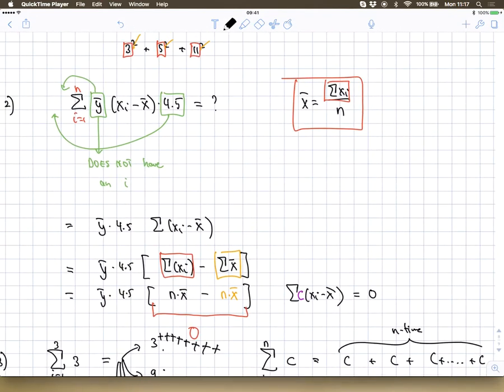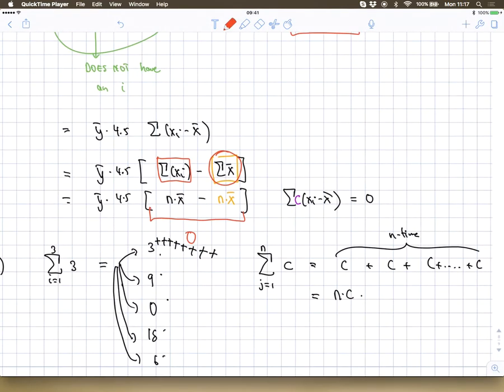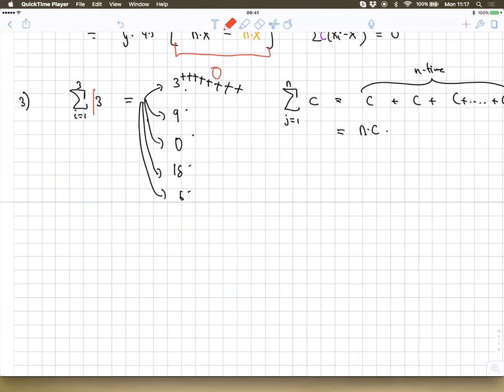Now, when I asked you what this was, Mara rightfully said n times x bar. x bar is a constant, so I'm summing up a constant n times. What is this? I'm summing up a constant 3, 3 times. If you write this out, this is 3 plus 3 plus 3. It is not 3. It is not 0. It is not 18. And it is definitely not 6. But it is 9.